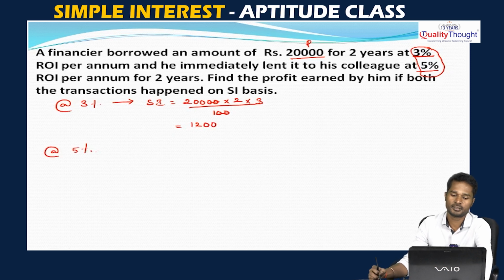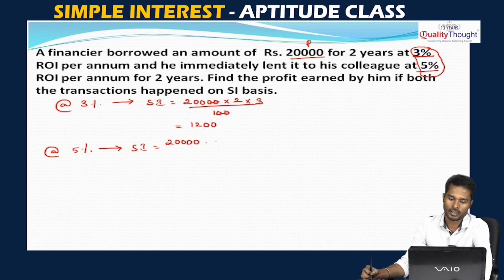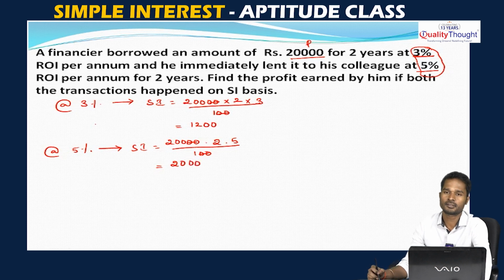We will calculate the simple interest he will get at 5%, because he has lent it to another person at 5% rate of interest. So, the simple interest will be equal to 20,000 into time period, which is the same 2 years, rate of interest is 5 by 100. So, 2 zeros will cancel. So, 2 2s are 4, 4 5s are 20 and 2 zeros. So, at 3% he needs to pay 1200 rupees, but at 5% he will get 2000 rupees.